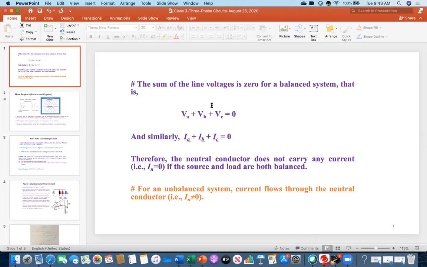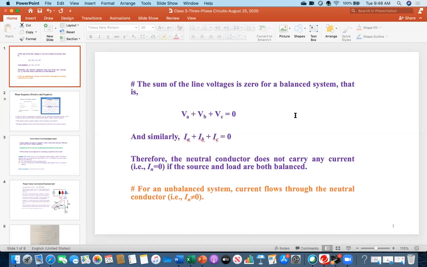So everybody, see what I wrote at the top: the sum of the line voltages is 0 for a balanced system, that is VA plus VB plus VC equals 0. This means that if it is a balanced or symmetrical system, then the vector sum of all three voltages should be 0.